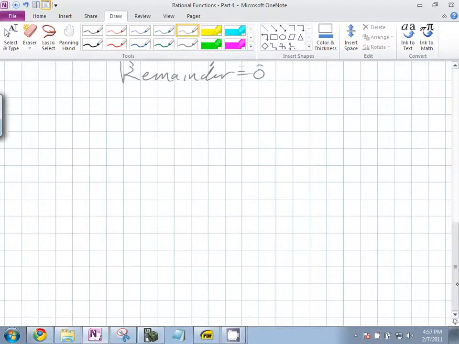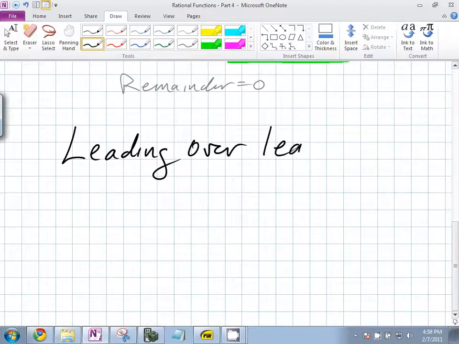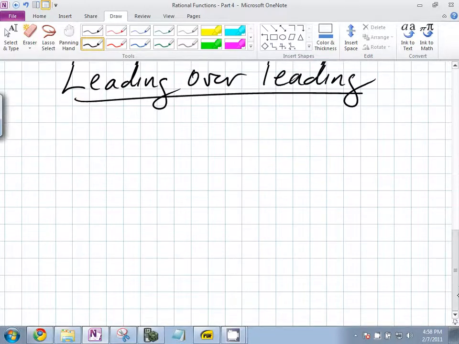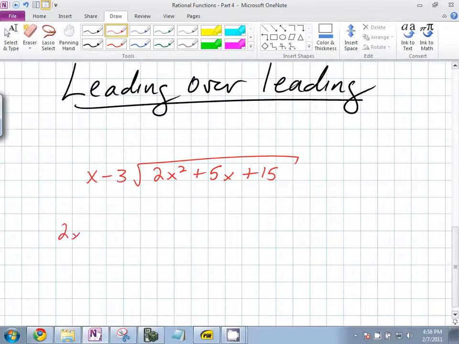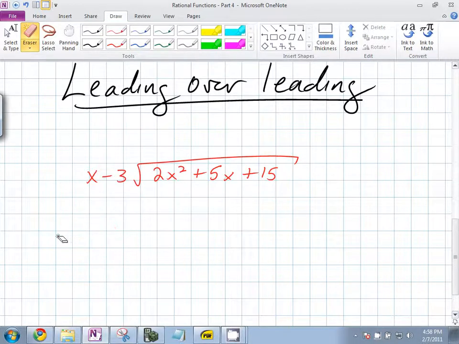So how does this play out with polynomials? All you need to remember is one phrase: leading over leading. Let's do an example and see where that phrase comes out. I want to divide x minus 3 into 2x squared plus 5x plus 15. Note that this is the same thing as writing in a different way this fraction. We're examining this fraction by running polynomial long division and seeing what happens. So let's give it a try.